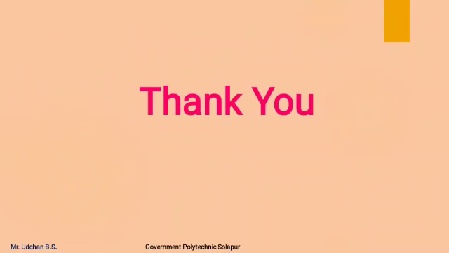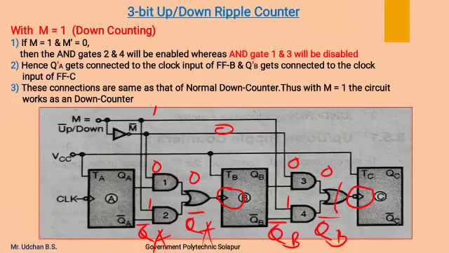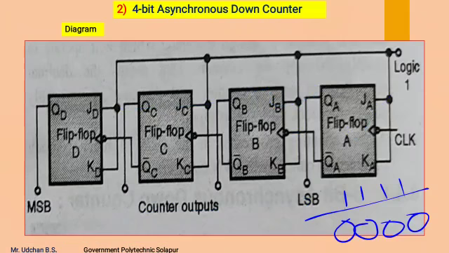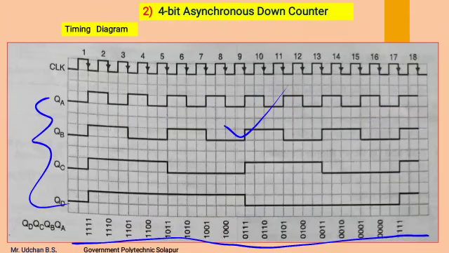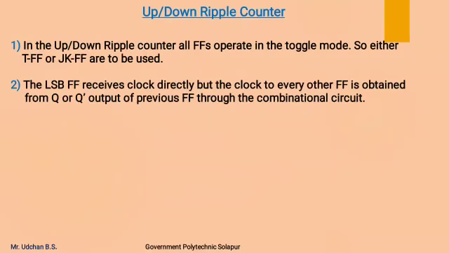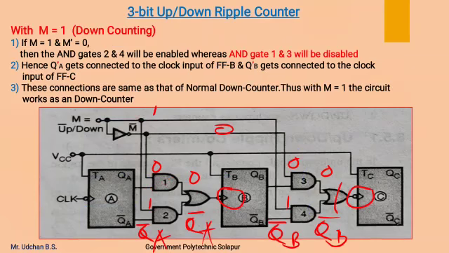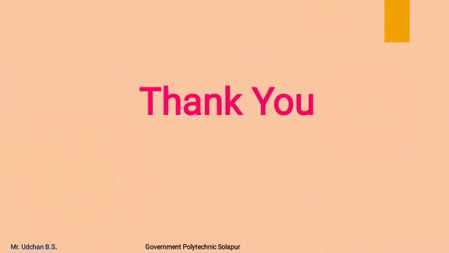We will see the next part of this, means how to overcome the disadvantage of the ripple counter, in the next lecture. So in today's lecture we studied asynchronous down counter, 3-bit asynchronous down counter, and 4-bit asynchronous down counter. After that we have studied the up down counter, in which we studied the 3-bit up down ripple counter. Thank you.